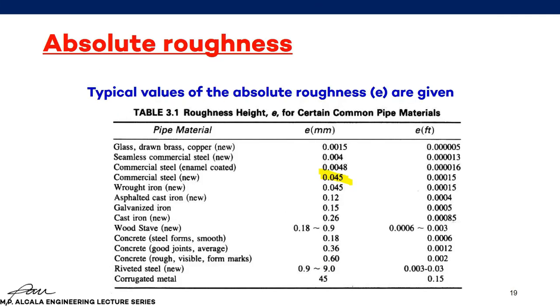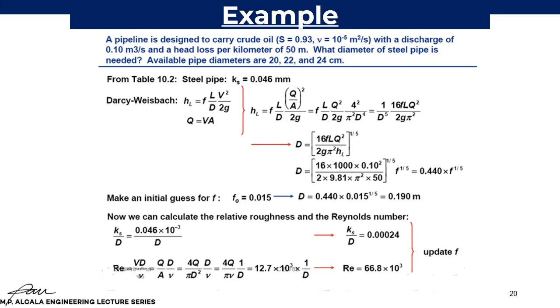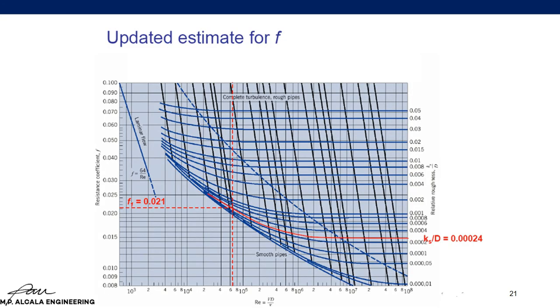So again, we have the Reynolds value. So the updated friction factor, which gives us the relative roughness of 0.0024, with a Reynolds number of 66.8 times 10 to the 3, is about here.